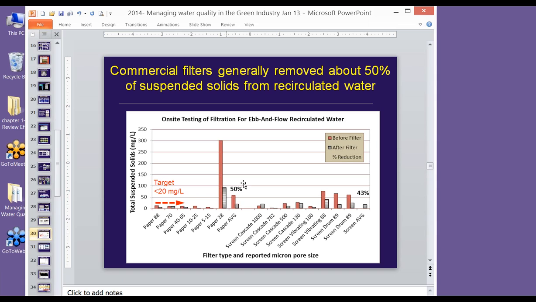And then the third thing that we learned from here is that in general, most of the filtration, both the paper and the screen filters, in average, remove about 50%. So again, as we're thinking about staging and designing systems, we have to consider that each stage removes about 50%.